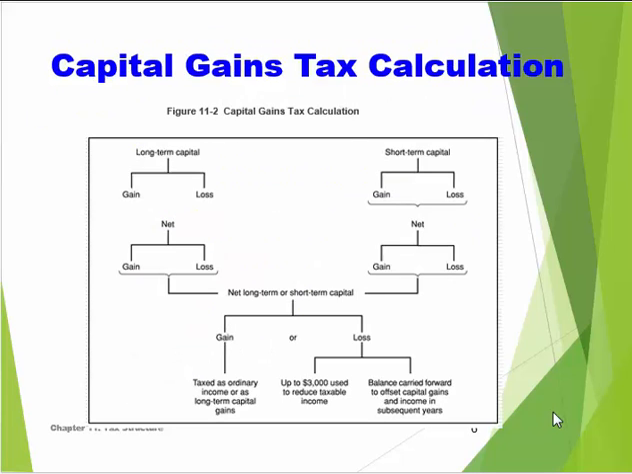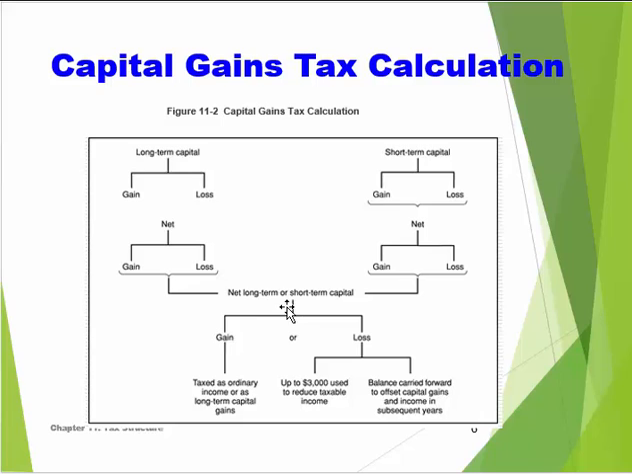How the ultimate capital gains tax calculation works is we segment our gains and losses into long-term and short-term, and then we net them. So then you're going to have the net long-term gains or losses, and then you have short-term. So now we're down from, we had some gains, we had some losses, to just two numbers. It's either a gain or a loss on the long-term side and a gain or a loss on the short-term side. We then net them together.